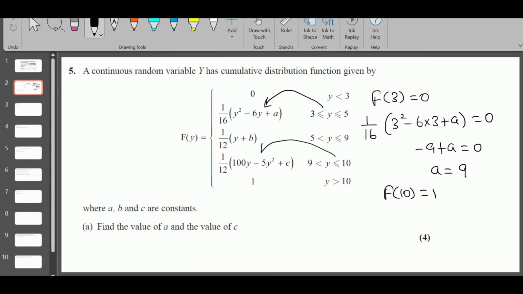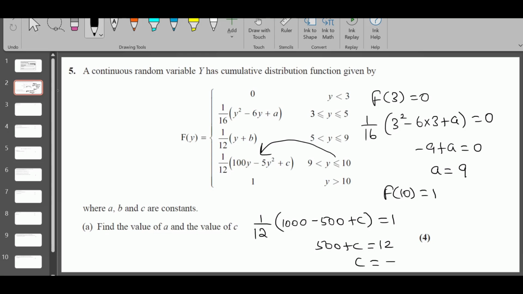Then take the condition F of 10 is equal to 1. Replace y by 10 here. So you get 1 over 12 times (100 times 10 is 1000, minus 5 times 10 squared, plus c) is 1. This is 500. 12 goes to the other side: 500 plus c is 12, so c is 12 minus 500, which is minus 488. That's all.